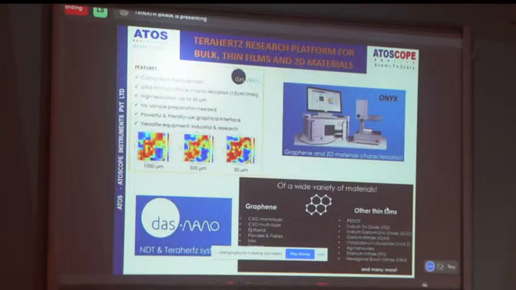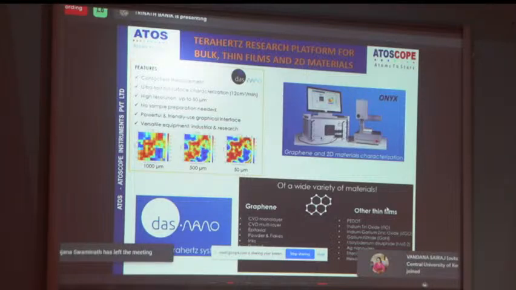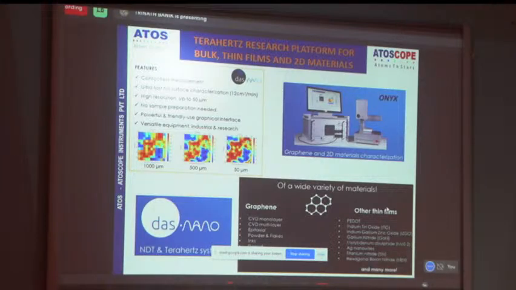So coming back to the Das Nano system that I was discussing, since I said it is non-destructive, it can be used for many applications where you don't want to disturb the samples. It has a resolution of 50 micron, and it can measure up to an area of 20 centimeters square per minute of your sample. And it can be used for other thin film samples as well, indium tin oxide and other materials, as you can see in my slide. So you can use it for various applications with various materials.